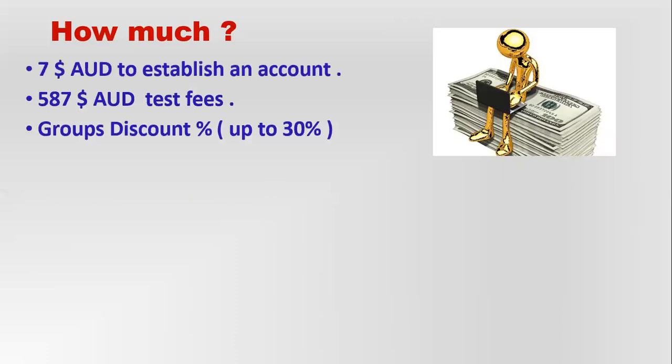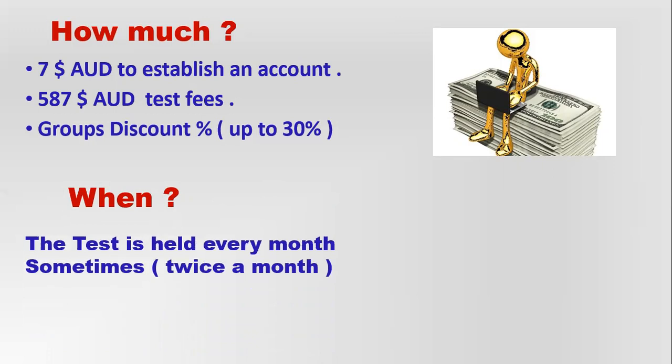Okay, how much is the OET exam? OET exam booking is only online from their official website. So you have to pay about $7 Australian to establish an account, and then $587 Australian dollars. These are the test fees. However, nowadays they are offering group discounts that might reach up to 30%. The test is held every month and sometimes twice a month. The validity of the OET test is 2 years.